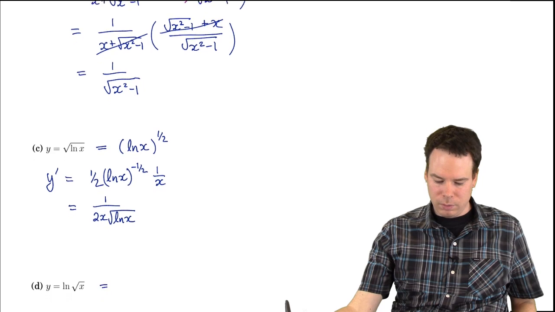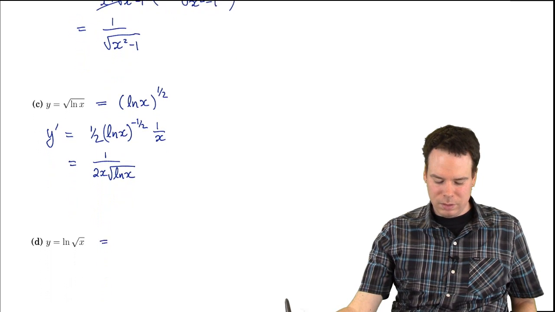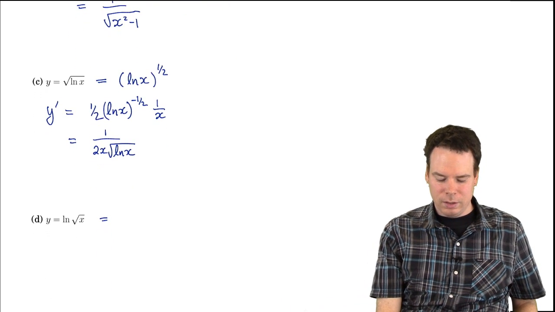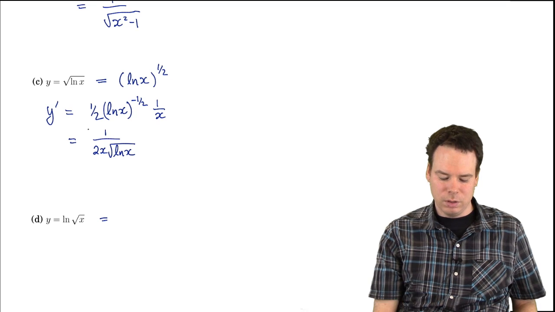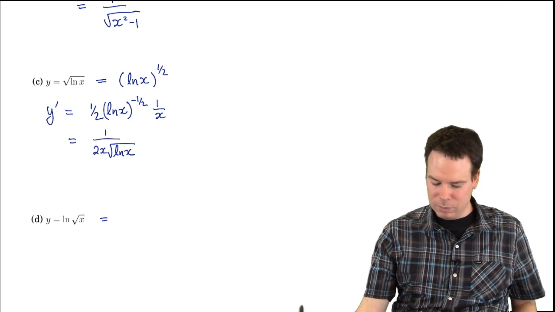Let's have a look at the other one. So notice in that example we just did, we had a composition of a square root and a logarithm. Square root was done second, the logarithm was done first. So log was the inner function, square root was the outer function. I'm just going to switch the order and we'll see what happens down here.